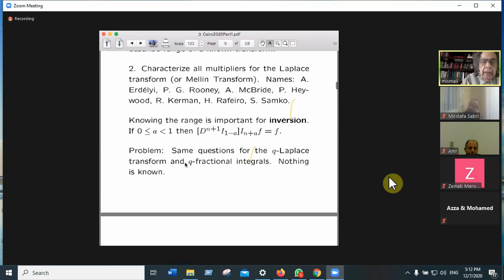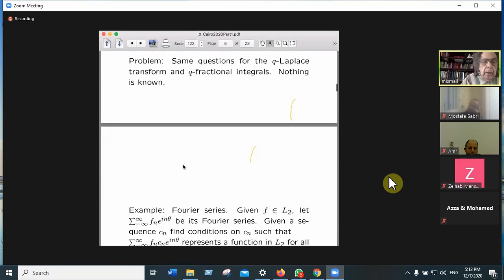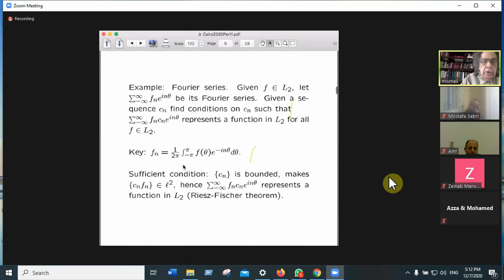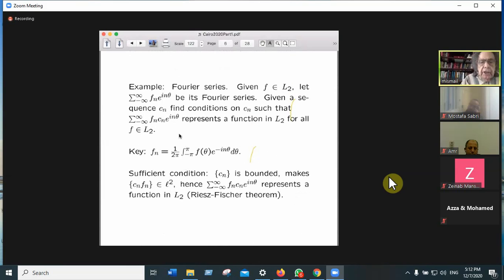Okay, here is another example. This is a very old one, and this is where multipliers started. It's with Fourier series.